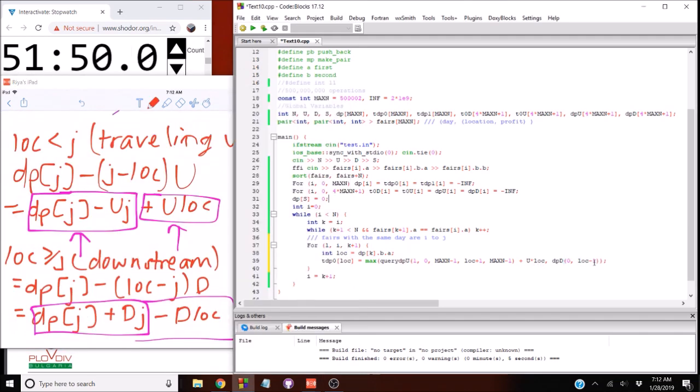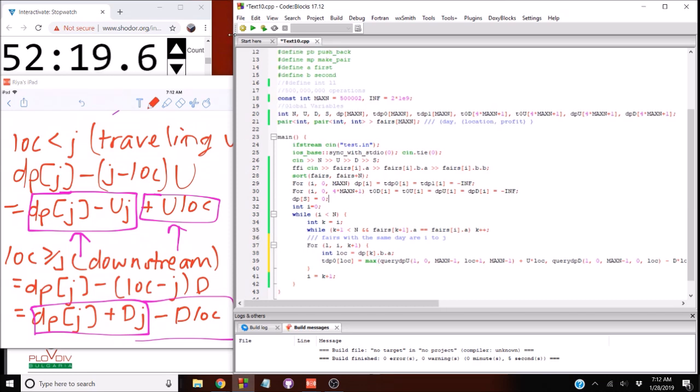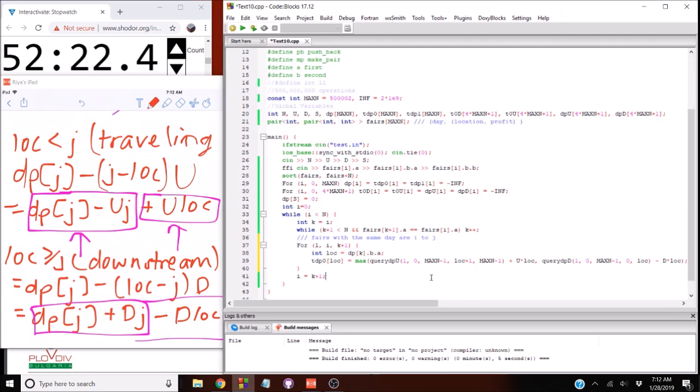Okay. Query dpd 1 0 minus 1. That's the range. We query from 0 to lock. And then minus d times lock. Okay. Now we got TDP 0 set. Okay, one job done.